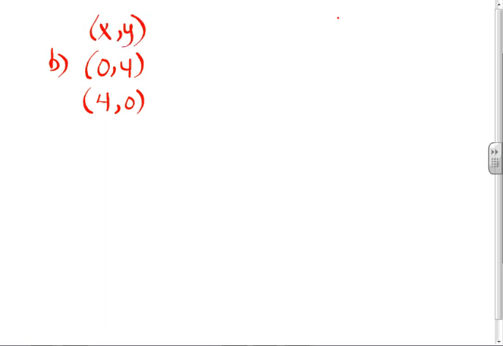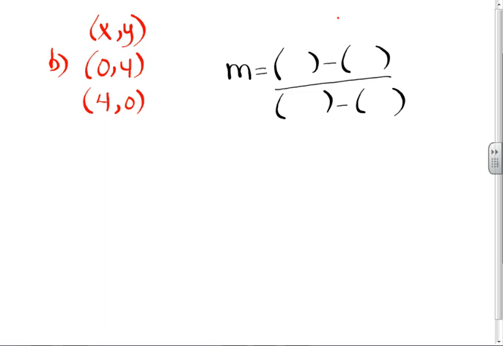Okay, so here's B. I have the ordered pairs 0, 4, and 4, 0. I like to do it this way. Now, why did I suggest that we graph them? Because I think it's easier to see what's going on if you graph these. But let's try slope formula first, just by using a formula. Put your parentheses in. I should see everybody with parentheses on their paper. This is the change in y, this is the change in x.